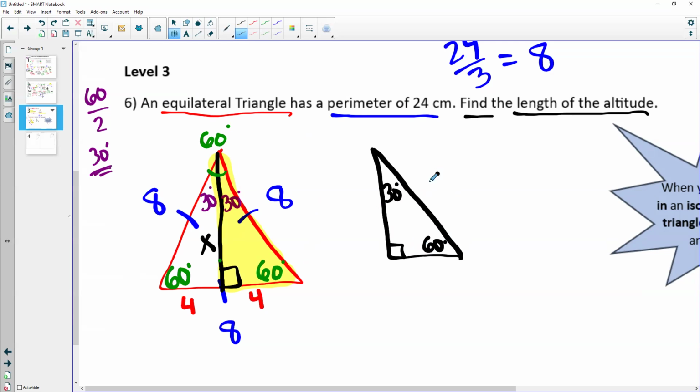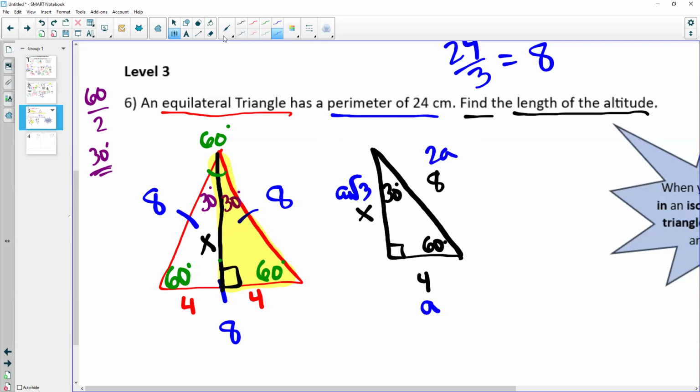This diagonal here is 8. This bottom side is 4. And they're asking us for x, which is this side here. So we're looking at 30, 60, 90. In the notes earlier, we found out that the side across the 30 is labeled as a, across the 60 is a square root of 3, and across the 90 is 2a.